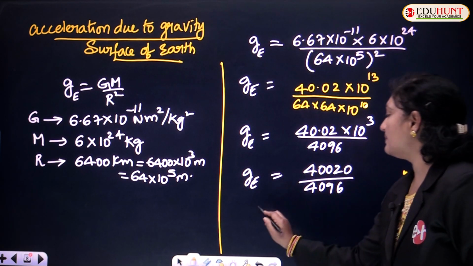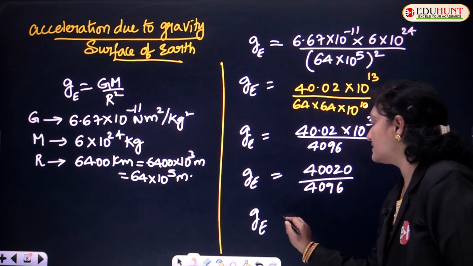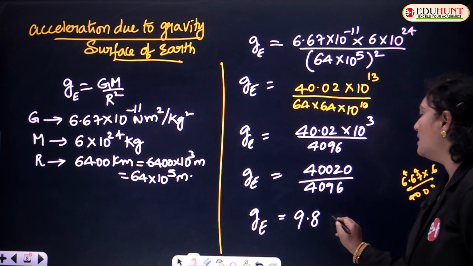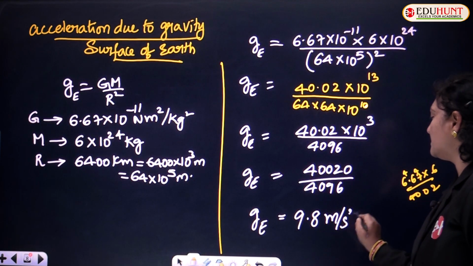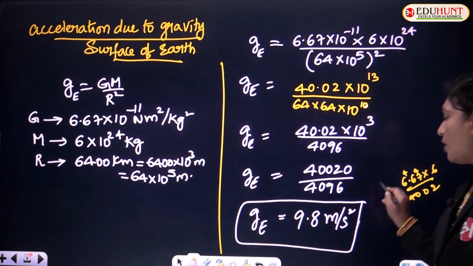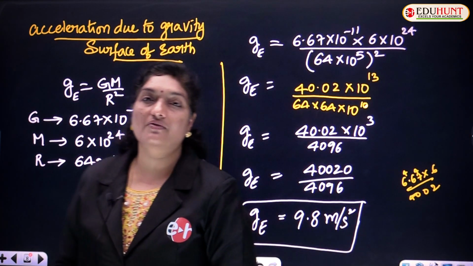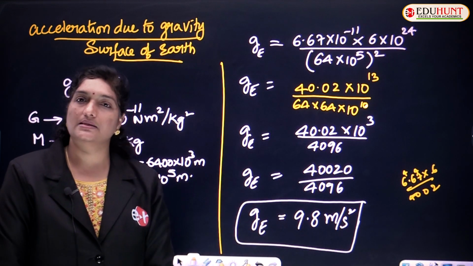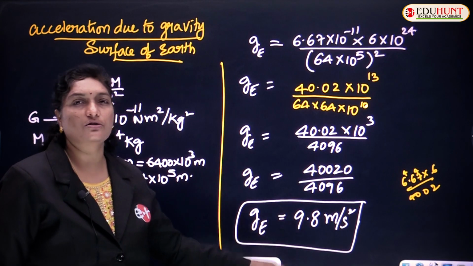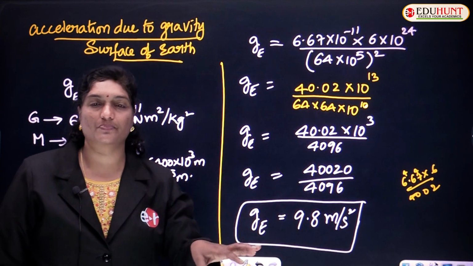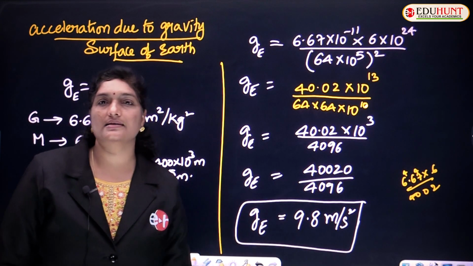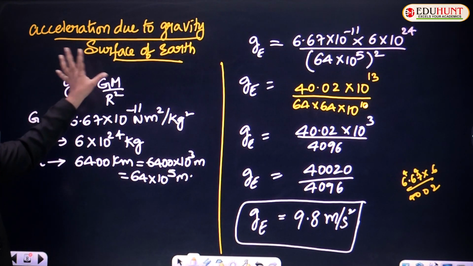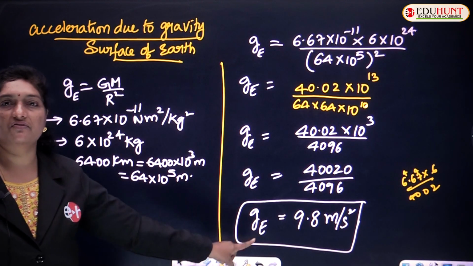And this further simplification will give you the acceleration due to gravity on the surface of the earth, approximately, you are getting it as 9.8 meter per second square. So how much is the acceleration due to gravity on the surface of the earth? It is found to be approximately 9.8 meter per second square. Just go through the simplification, you'll be getting like 9.76 or something. And if you round it off, you'll be getting it as 9.8 meter per second square. Okay, so this is all about the acceleration due to gravity on the surface of the earth.